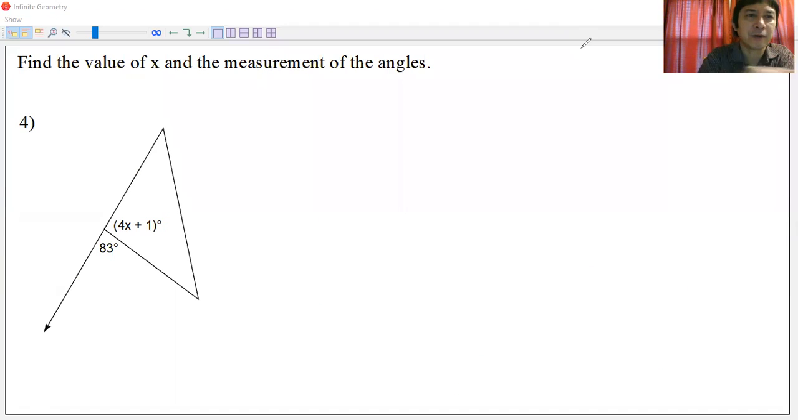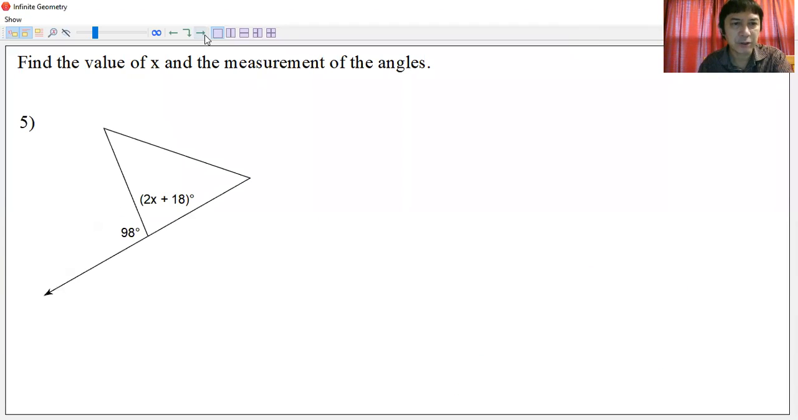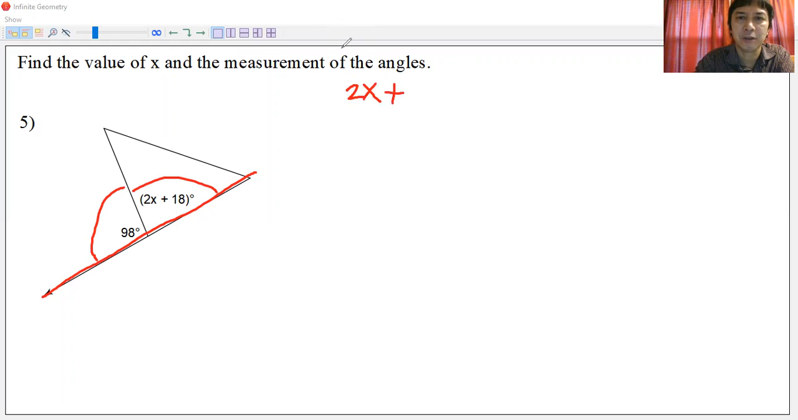Here's number 5, another similar figure like number 4. But you can clearly see the straight line, and this plus this forms the straight angle, and so they form a linear pair. So we can set up the equation 2x plus 18 plus 98 equates to 180.